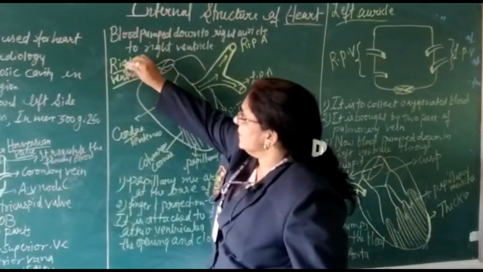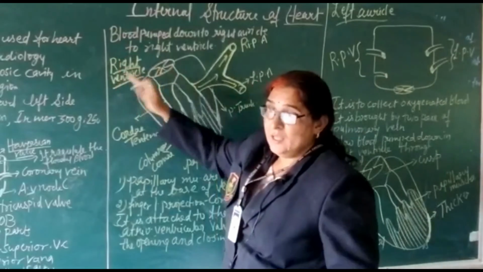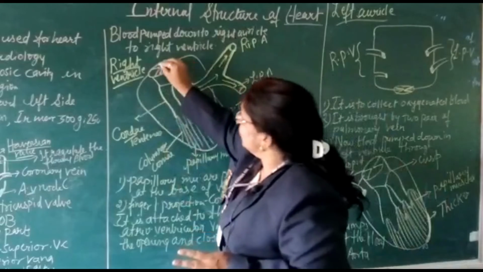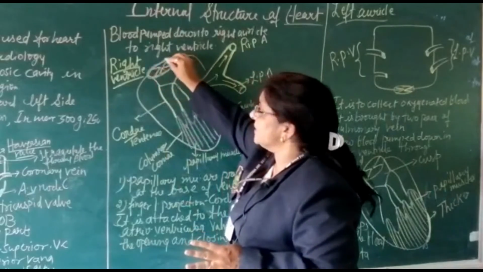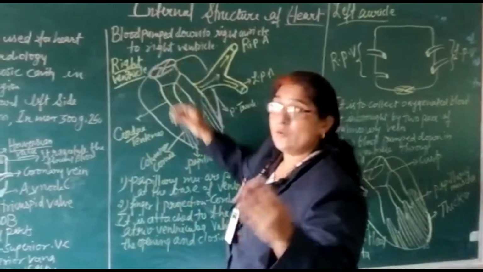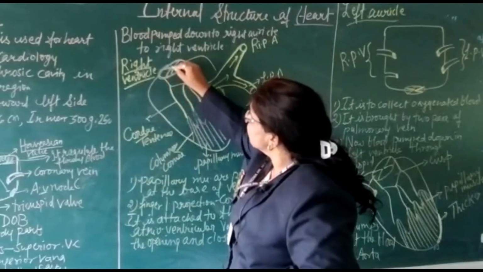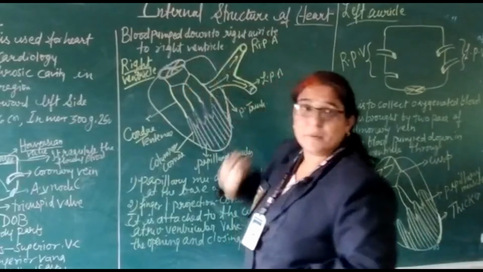Now, the second chamber, the right ventricle. In between the right auricle and the right ventricle, there is one valve that is known as the tricuspid valve. Why is it known as the tricuspid? Because in this valve, three cusps are present.